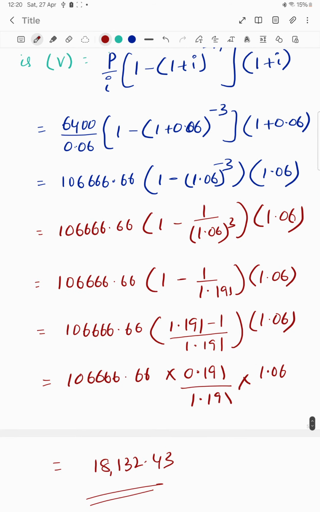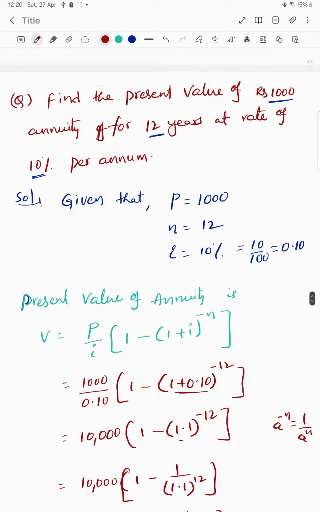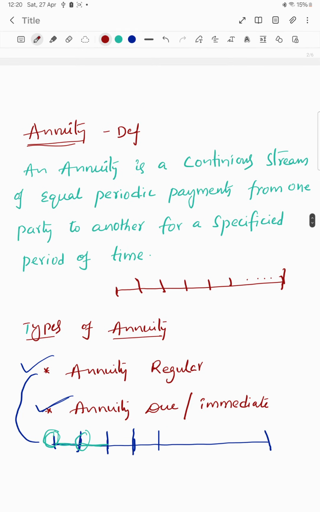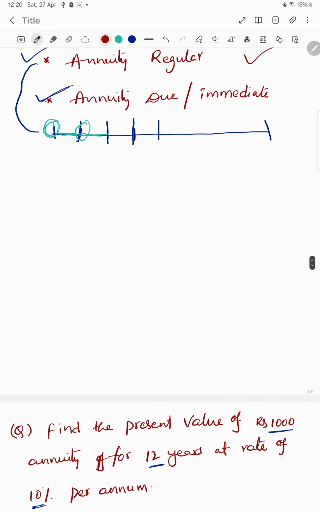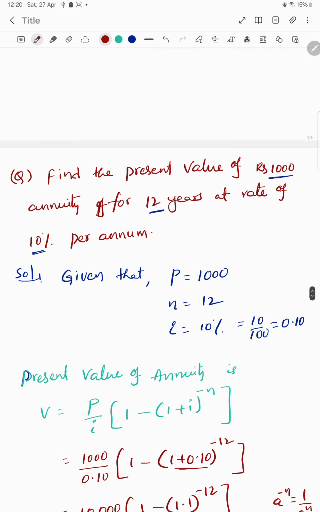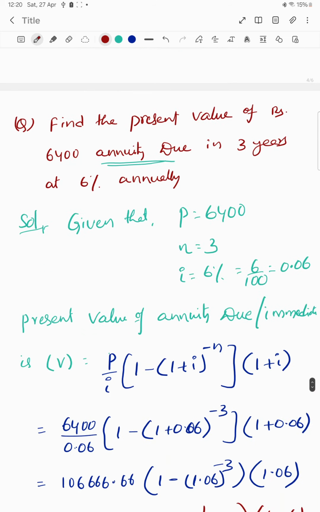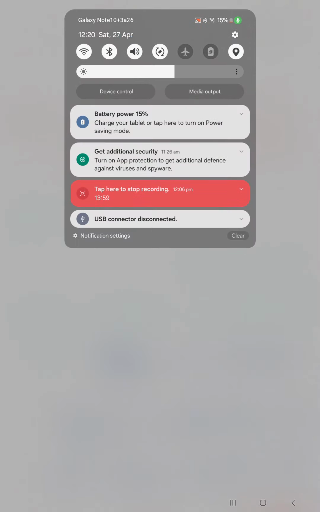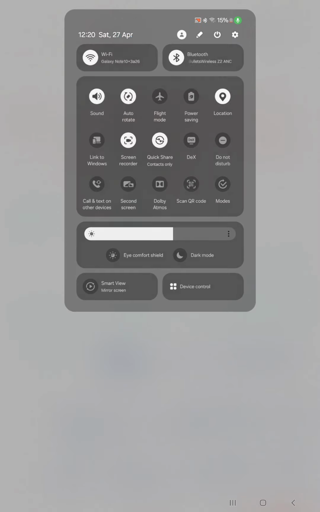So I hope you understand. These two questions are very important for the exam. So kindly go through the meaning of annuity, types of annuity, and try to learn the present value of annuity regular, and also try to find the present value of annuity due or annuity regular.